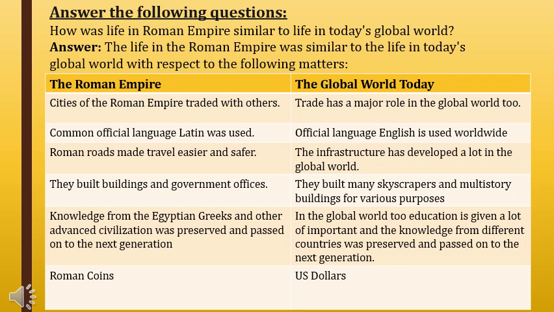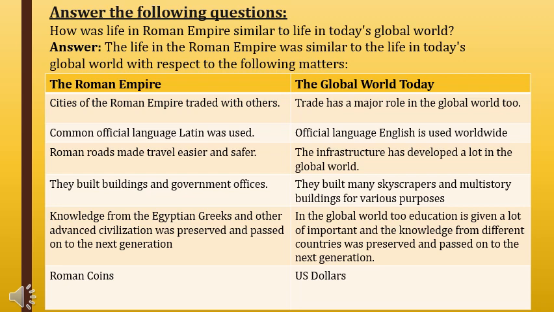Answer the following questions. How was life in the Roman Empire similar to life in today's global world? Answer: the life in the Roman Empire was similar to the life in today's global world with respect to the following matters. The Roman Empire: cities of the Roman Empire traded with others. The common official language, Latin, was used. Roman roads made travel easier and safer. They built buildings and government offices. Knowledge from the Egyptians, Greeks, and other advanced civilizations was preserved and passed on to the next generation.